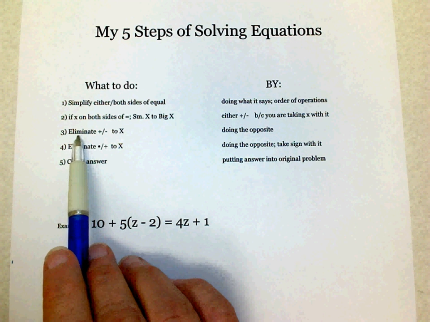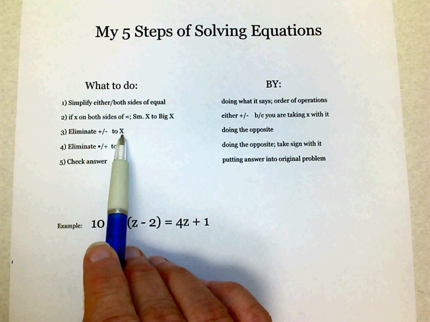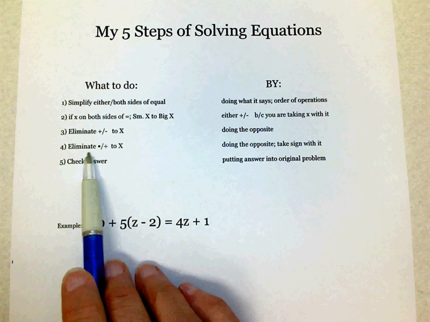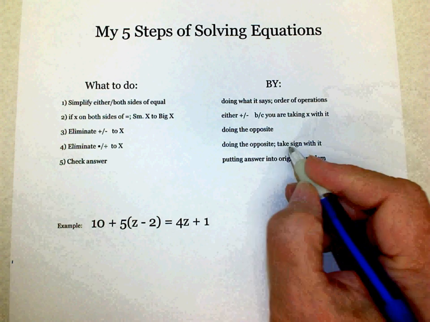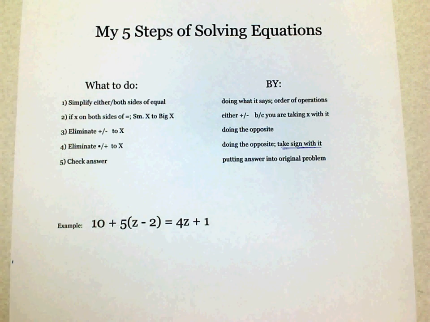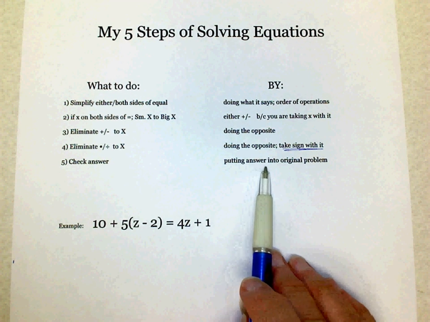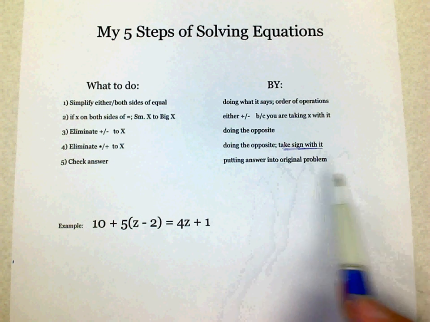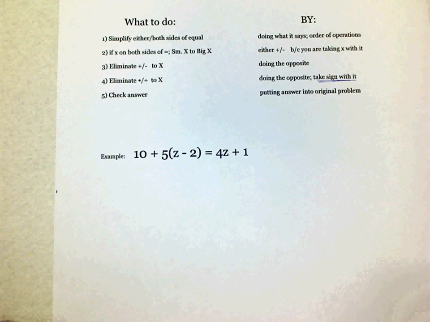Now, after that, you eliminate anything added or subtracted to x or to the variable by doing the opposite. Then eliminate whatever's multiplied or divided to x, again by doing the opposite. Remember, take the sign with it. If you check your answers, make sure you do this by putting the answer into the original problem, because if you've made a mistake somewhere along the way, plugging an answer into an intermediate step may not catch a mistake.